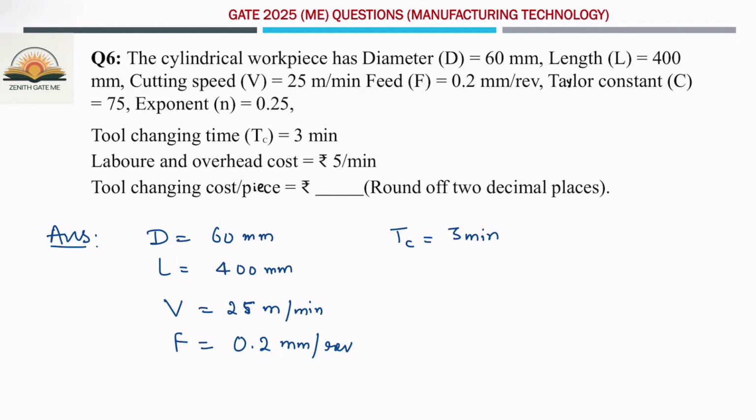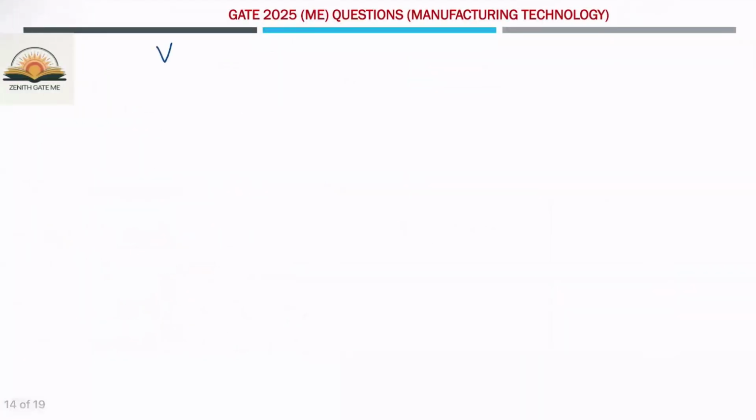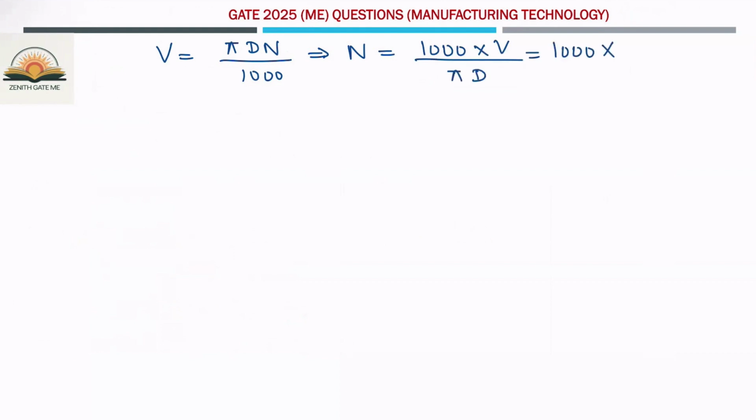Okay, so how will you solve this question? First of all, you will calculate the RPM value from the velocity formula. So what is the velocity? Velocity is equal to pi D N divided by 1000. So from here you can easily calculate the value of N, which is nothing but 1000 into V divided by pi into D. So 1000, velocity is 25 and the diameter of workpiece is 60. Once you solve, you will get 132.63 revolutions per minute. Okay, so the RPM value you have calculated.